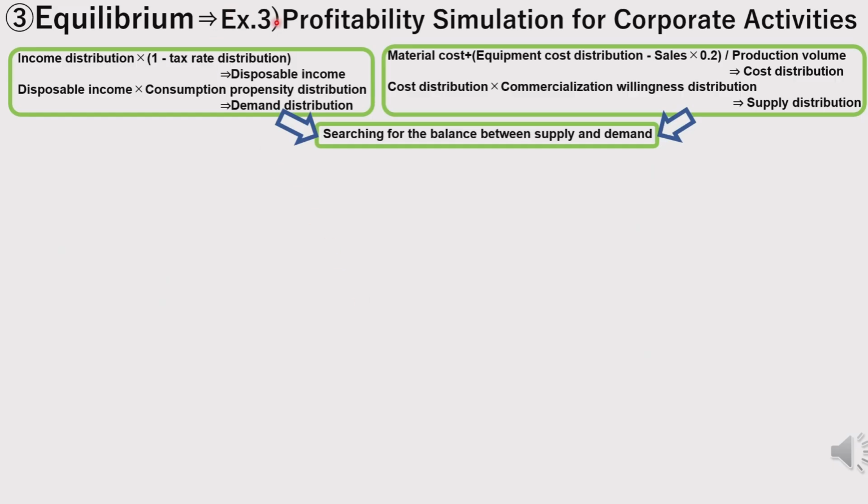This example simulates the profitability of business activities. The formula on the left derives the consumer demand distribution, based on factors such as income and purchasing motivation. The formula on the right derives the supply distribution, based on factors such as production cost and output volume. Using these 2 distributions, we explored the balance point between supply and demand. Here you can see part of the distribution-based computations used for each side.